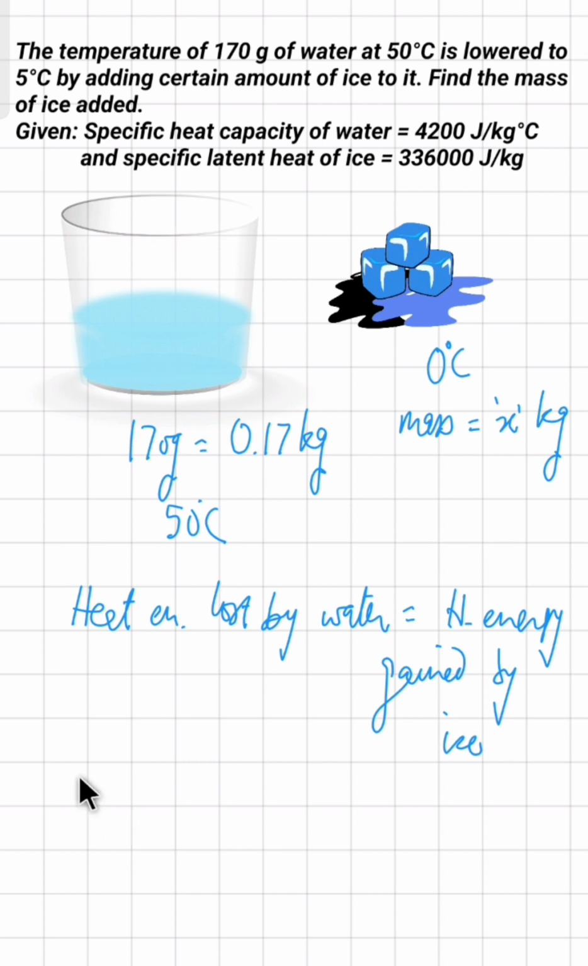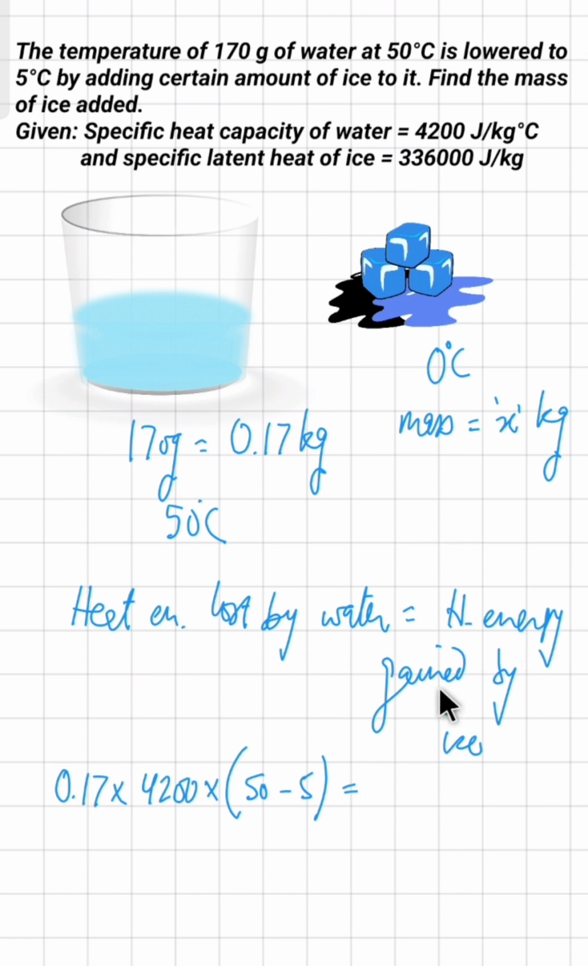M means mass of water, which is 0.17, and C means specific heat capacity of water, which is given here as 4200, and delta T means change in temperature. So from 50 degrees Celsius we have to go to 5, so delta T is 50 minus 5, that will become 45. I hope you are getting it.